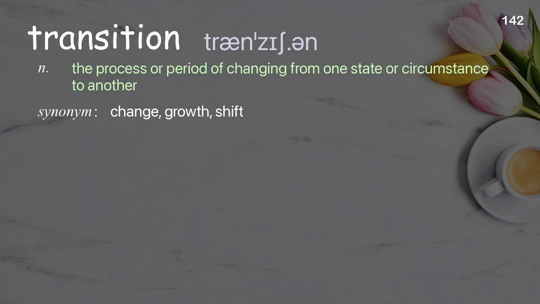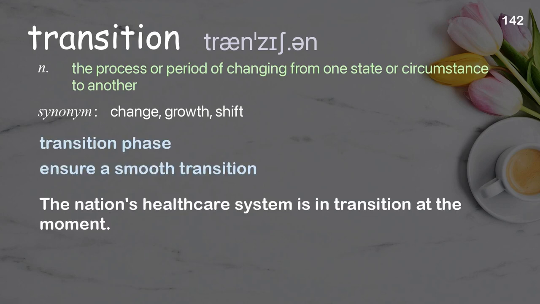Transition: the process or period of changing from one state or circumstance to another. Examples: transition phase, ensure a smooth transition. The nation's healthcare system is in transition at the moment.